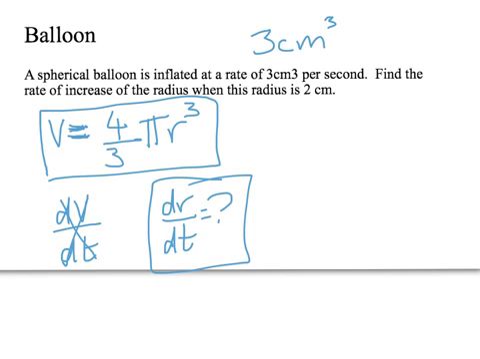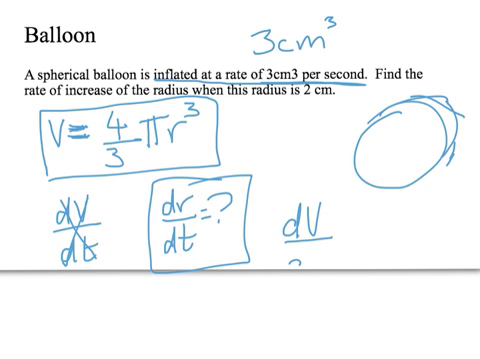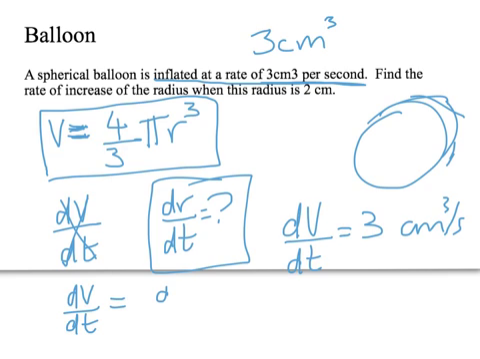So, we're going to write down what we know here. We draw a wee picture of a balloon. So there's the balloon. And we know that it's being inflated at this rate per second. So dV by dt is equal to 3 cubic centimeters per second. And we've got a relationship between the volume and the radius. So we can start writing down the chain rule. So dV by dt is equal to dV by dr times dr by dt.